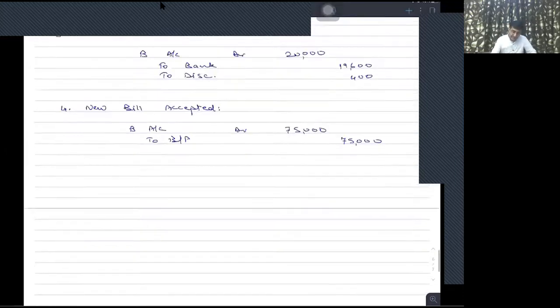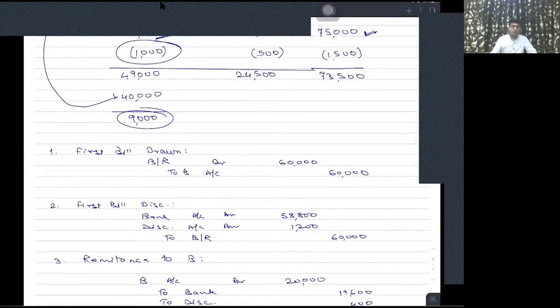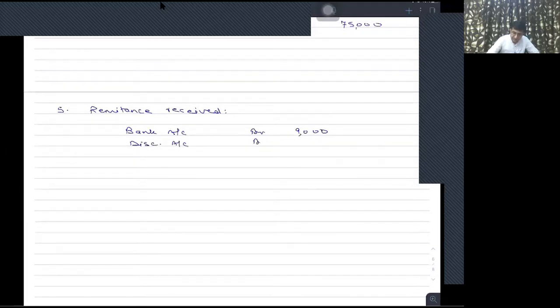But B ने उसमें से 9,000 रुपए after recovery of this discount of 1,000 भेजा है नहीं, तो पैसा आ रहा है ना A के पास. What will be the entry for that? For remittance received. What will be the entry? Bank account debit 9,000. Discount account debit, क्योंकि पैसा आ रहा है, 1,000 to B account 10,000.